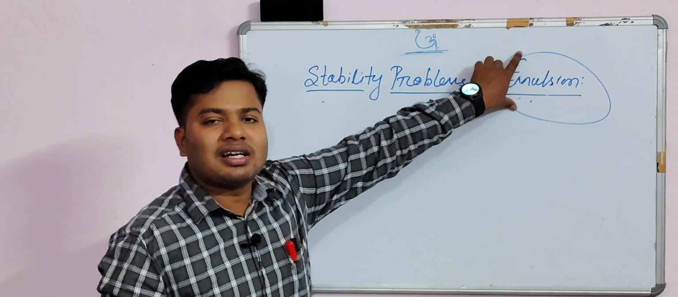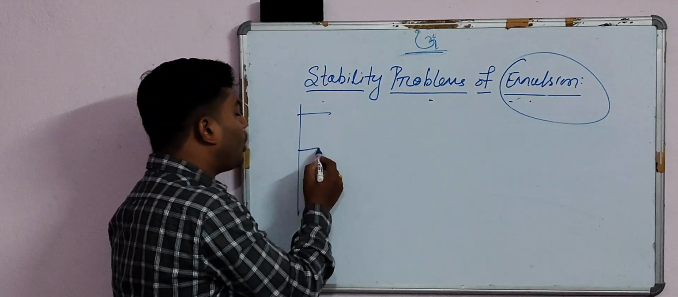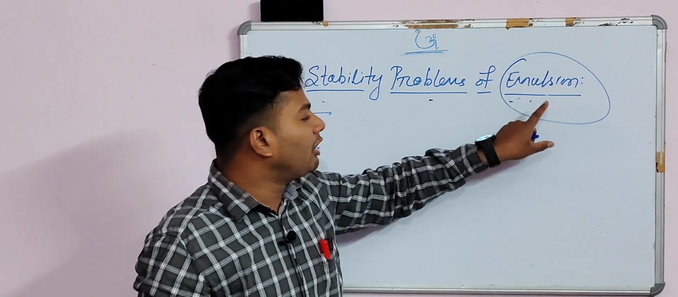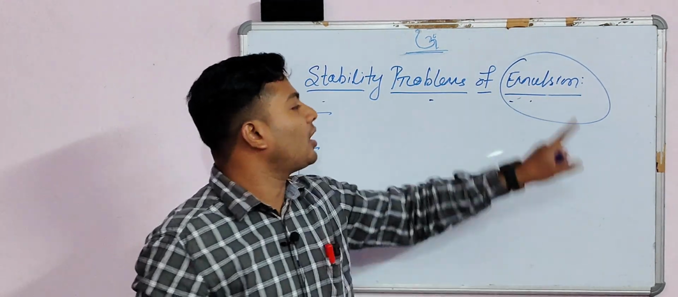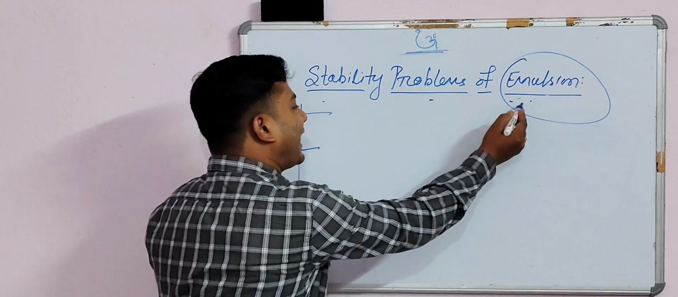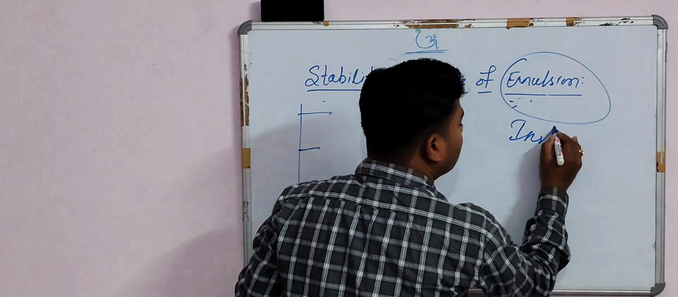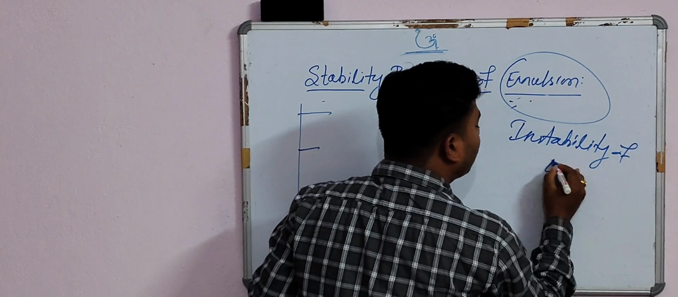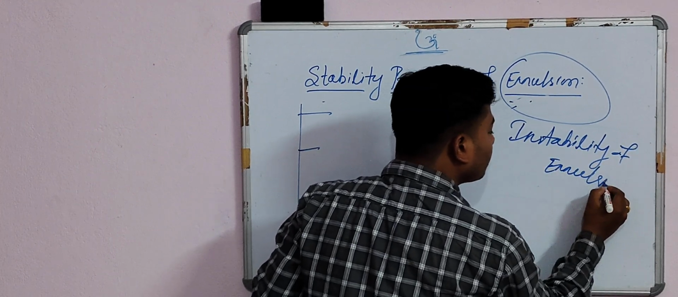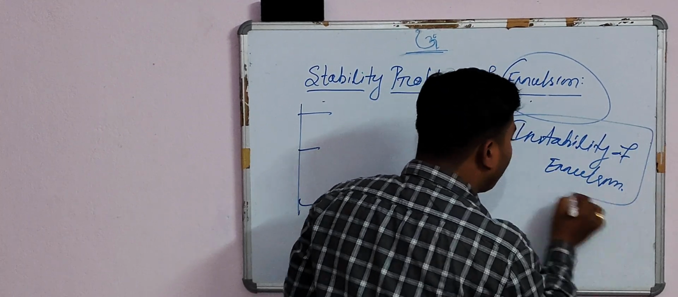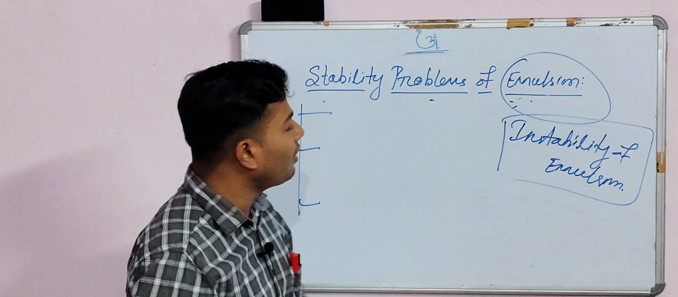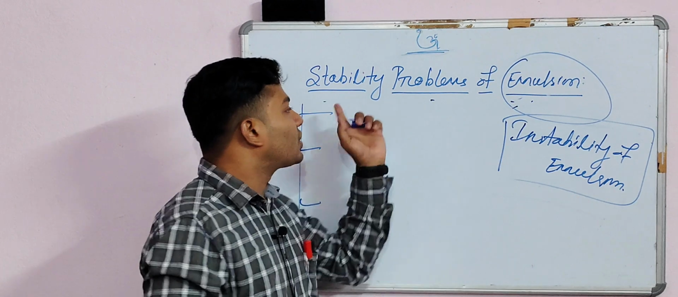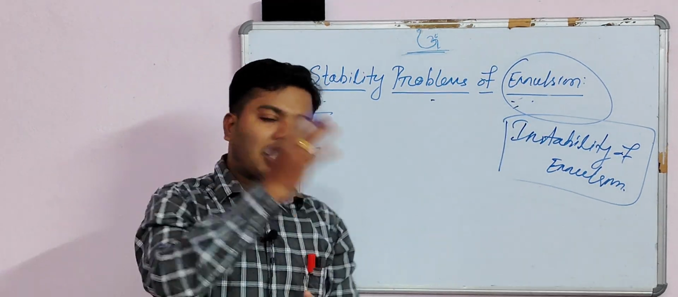So my dear students, in this class I am going to discuss what changes usually occur during the preparation and storage of emulsion. That is what you can call the instability of emulsion. That is the most important portion of the emulsion. Most of the time in the semester, questions arise regarding the stability problems of emulsion.